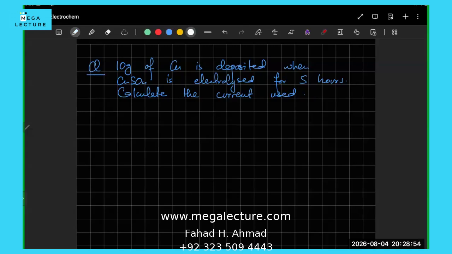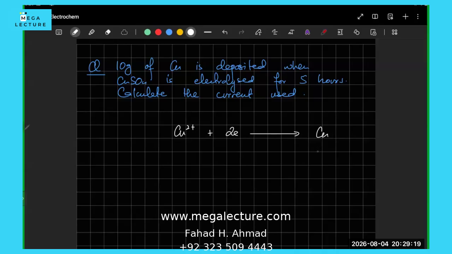So we'll calculate what's the current that's used. I'm going to give you the equation. Okay, copper is getting deposited. तो क्या होगा कि मतलब you can't use Q = IT क्योंकि वो आई ही नहीं है आपके पास, ठीक है? We'll use moles is equal to mass over Mr.